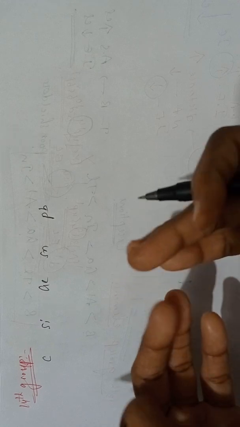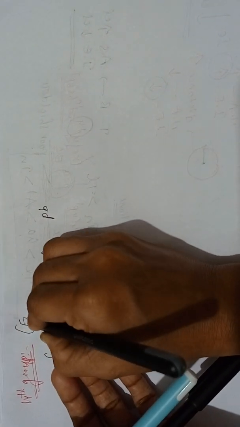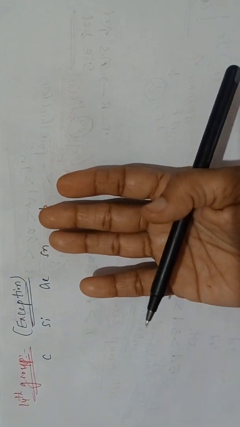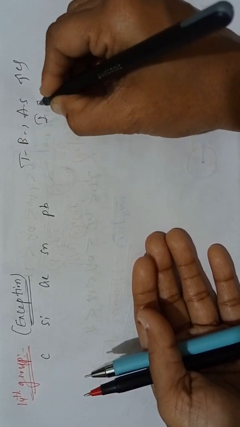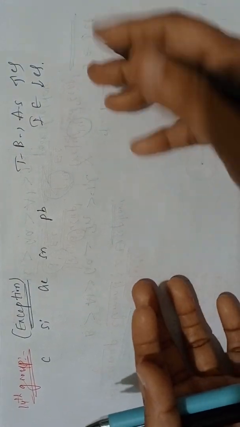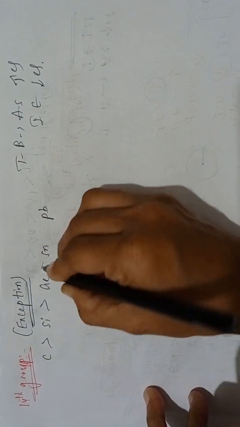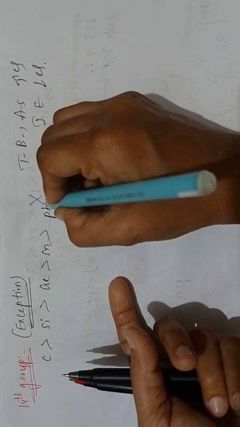Now we know that in the 14th group elements, from top to bottom atomic size increases, ionization energy decreases. It is an exception case, students. 13th and 14th group only exception. There is an exception. So that means ionization energy decreases, correct? From top to bottom atomic size increases, ionization energy decreases, correct? Decreases means big to small. That means the greater than symbol is this one. Is this order the correct one, students? No, it is the wrong order.